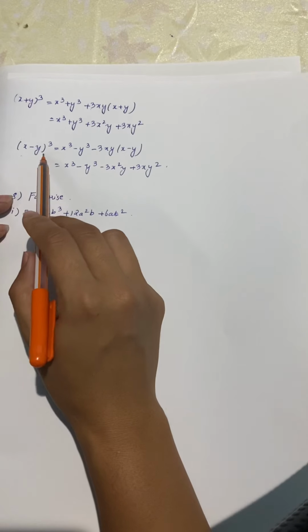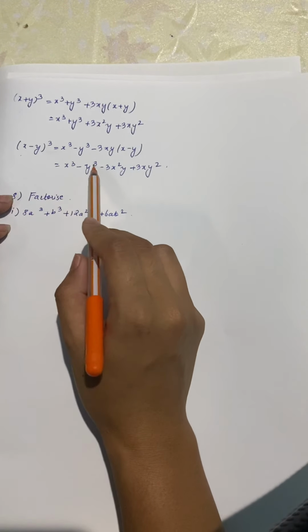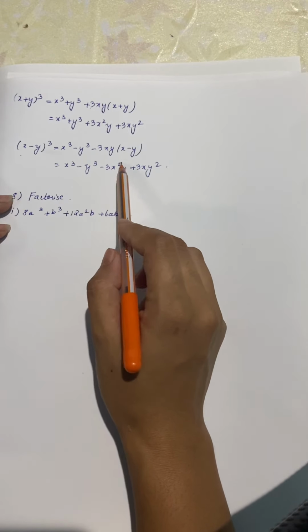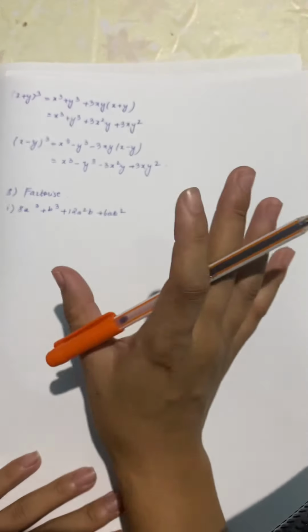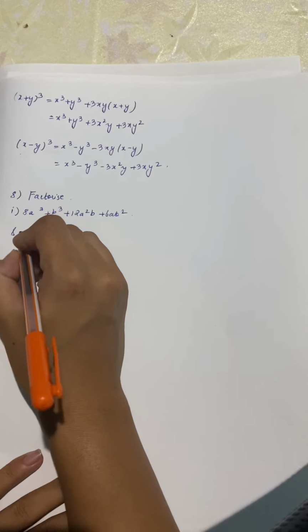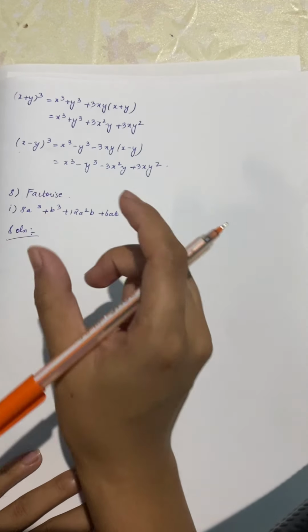The same thing for this given formula, all right? x cubed minus y cubed minus 3x squared y plus 3xy squared. All right, so I want you to see these two formulas and compare with this given equation. We have to factorize, okay? So we have to bring this in terms of factors.